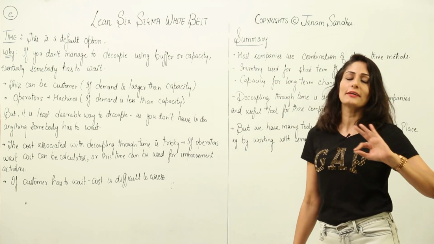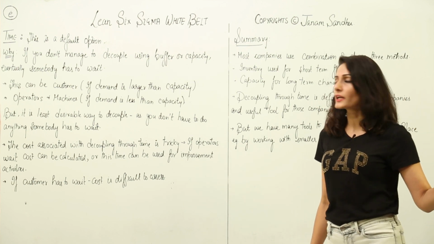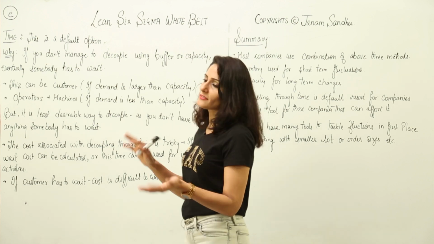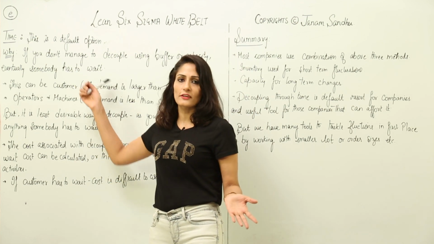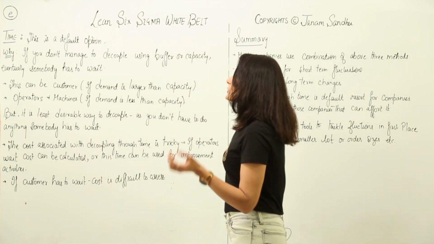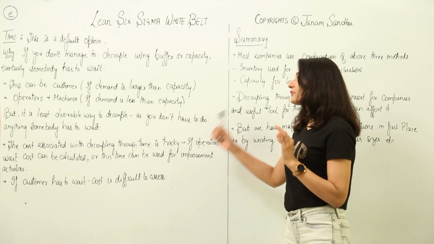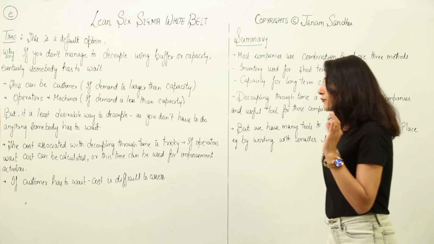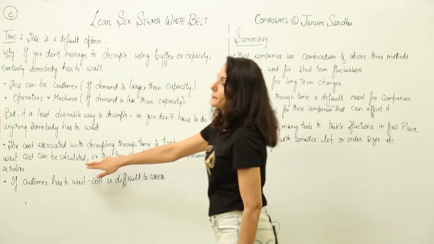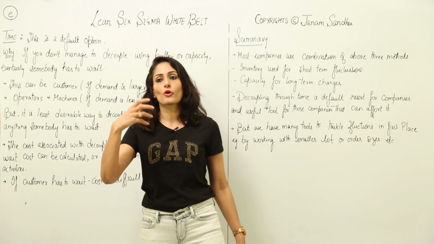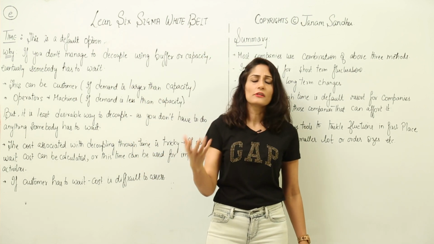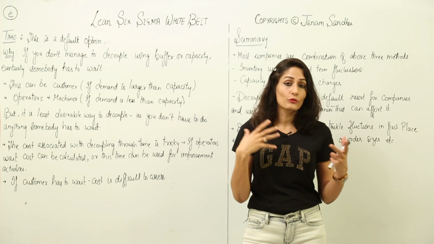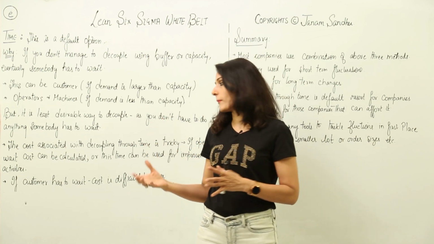So I must tell you that this is not one of the best options to decouple fluctuation, as you don't have to do anything because somebody has to wait, either the customer or your machines. The cost associated with decoupling through time is actually tricky, right? If operators waste time, the cost can be calculated. Like if your operators or machines are idle, you can calculate the cost we have to incur because there is no demand.